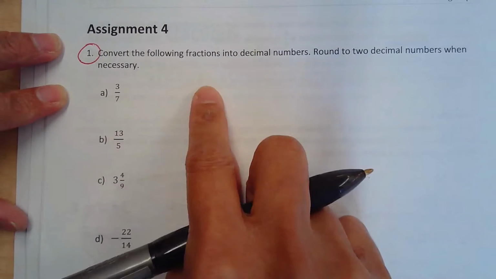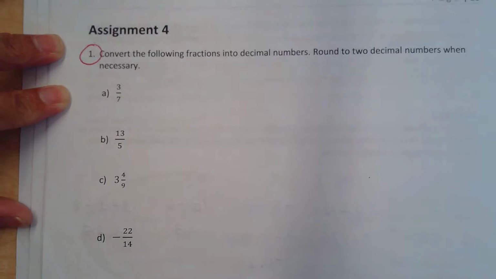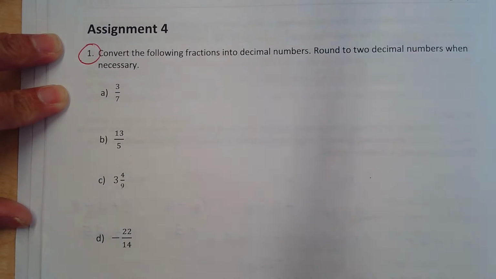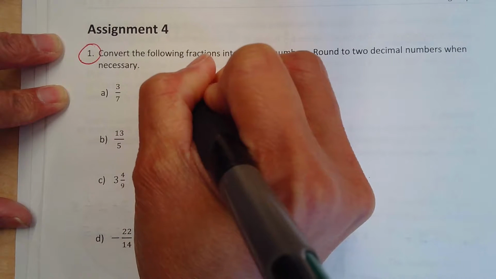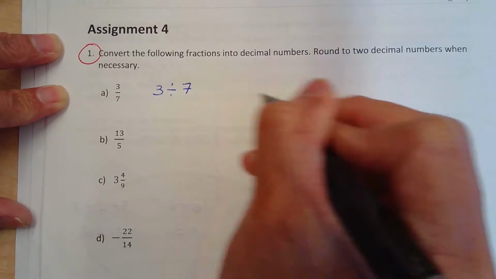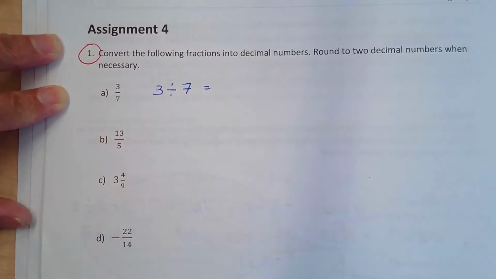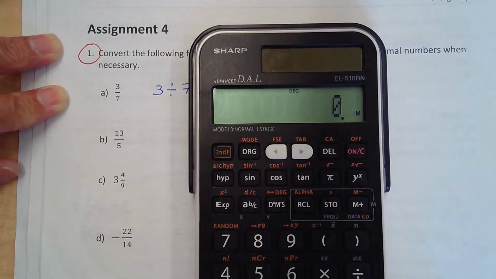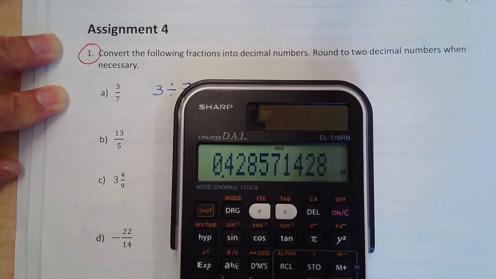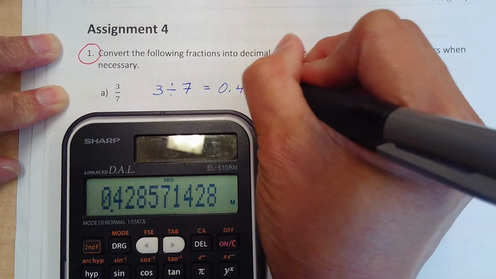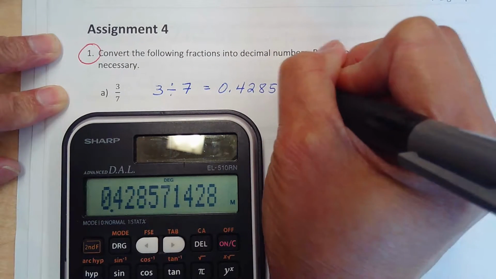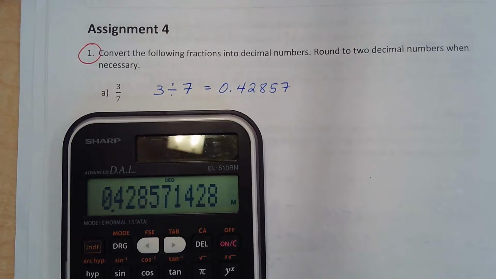If you type this into your calculator, and we're not going to do long division, that's not the purpose of this class. So on our calculator, we're going to go 3 divided by 7. Now, we're going to get a number here that is 0.42857, and then a whole bunch of numbers after. But then we have to round to 2 decimal places.